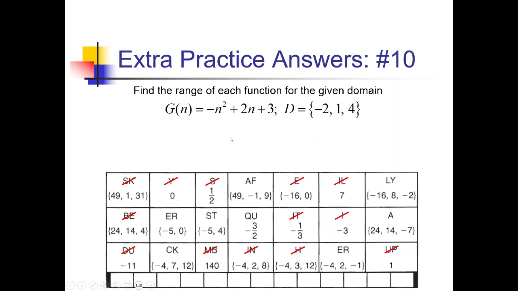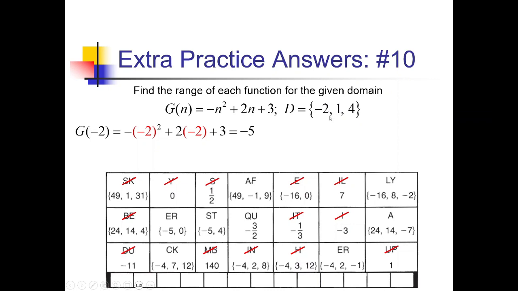All right, get your mental math caps on for this one. We have a capital G function, negative n squared plus 2n plus 3, plugging in negative 2 to start with. So we have negative and then parentheses negative 2 squared plus 2 times negative 2 plus 3. Let's follow our PEMDAS. Exponents first. Negative 2 squared is 4. So this is a negative 4 then. Over here, this is another negative 4. Negative 4 minus 4 is negative 8. Negative 8 plus 3 is negative 5.